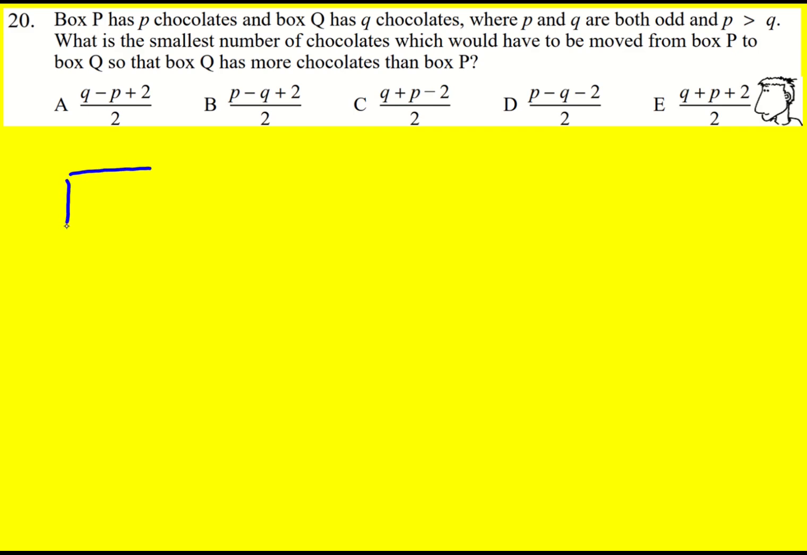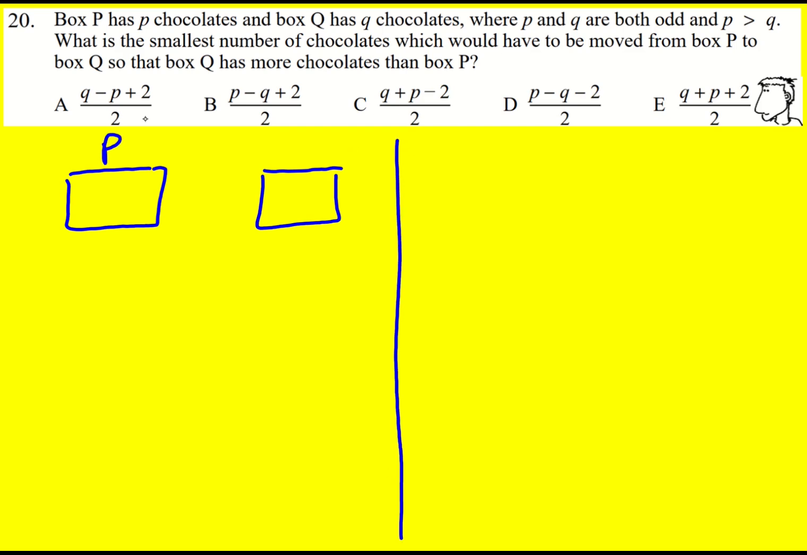I thought this was a tricky question. I'm going to start by doing it with some numbers to get a feel for it. So capital P, capital Q. Let's imagine that there are 11 in P because we're told that there's more and they're both odd, and then 7 in Q. So what I can see is if I give 2 to Q from P, they'll end up with the same amount, 9.